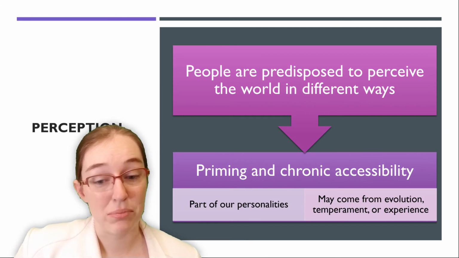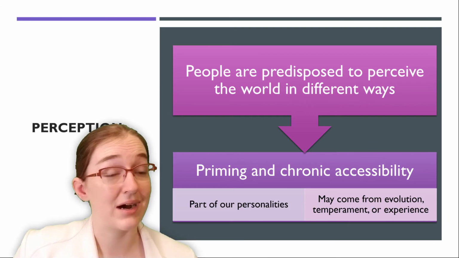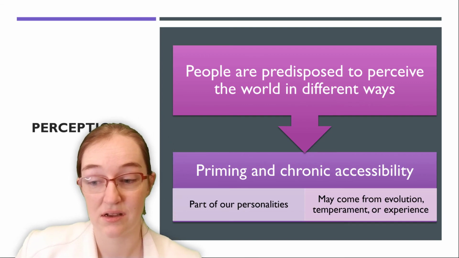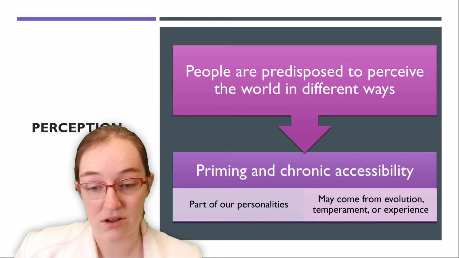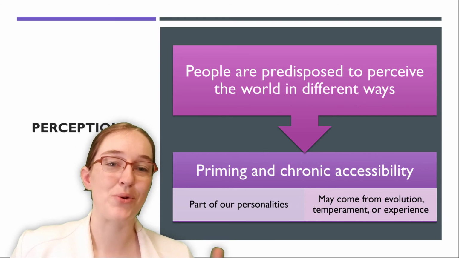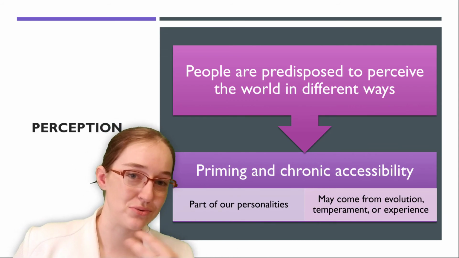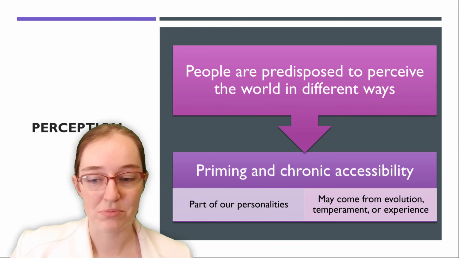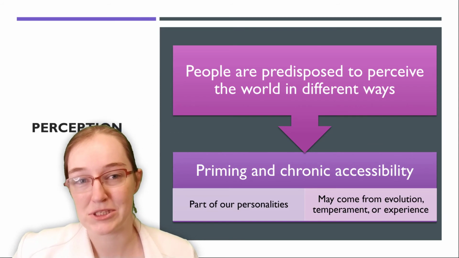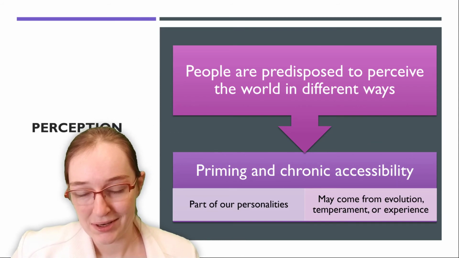So these are parts of our personality because concepts that are constantly primed become part of our personality. Certain personality traits are also more likely to respond to things that they've kind of been chronically accessing. Neuroticism is kind of a classic example here.